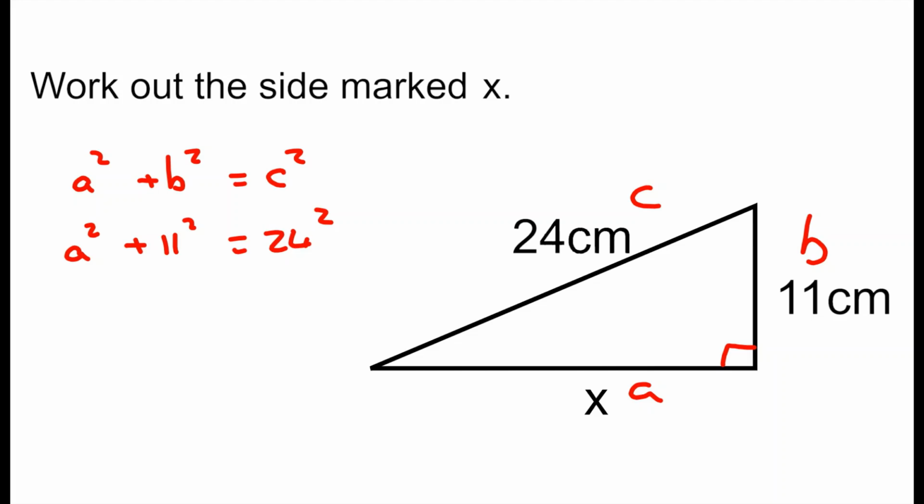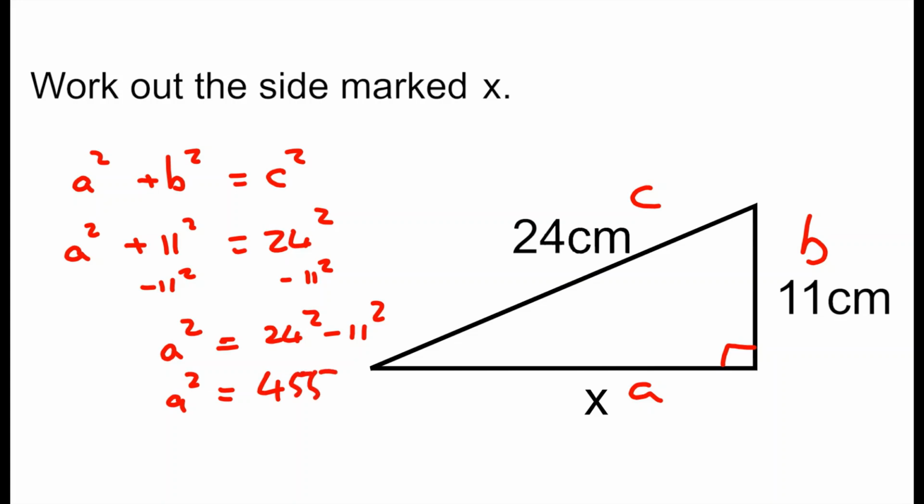And before we do anything, we're going to have to rearrange. So I'm going to take 11 squared away from both sides. So we've got a squared equals 24 squared, take away 11 squared. Now if we put that into our calculator, we're going to get 455. So to get a on its own, we're going to have to square root both sides.